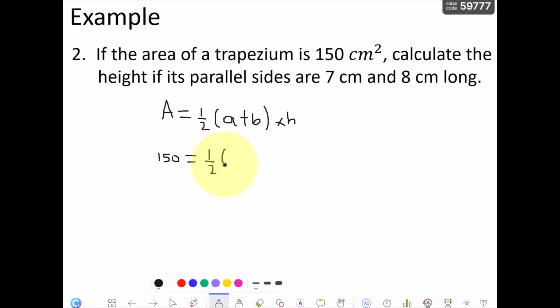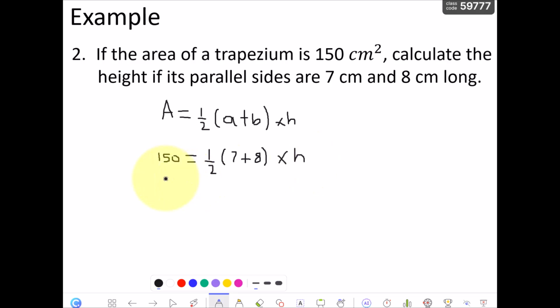Open your bracket. Then if you continue with the question, it says calculate the height. So you are looking for h. Calculate the height if its parallel sides are 7 and 8. Remember, the parallel sides are the bases of a trapezium. Since 7 and 8 are the parallel sides, and we say the smallest base is A, which is 7, then the biggest base is B, and in this case is 8. Then times it by h.